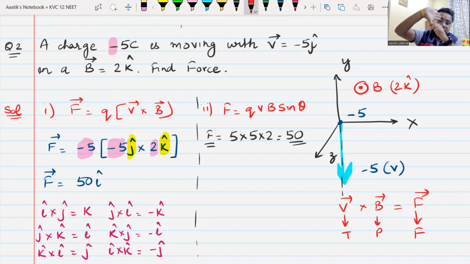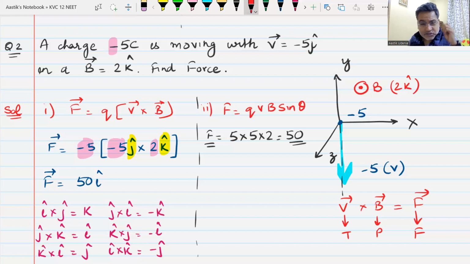See, this is your V. Magnetic field is coming out, and you can see my fingers are pointing in this direction. This direction is minus I. V cross B, this direction is minus I. That is the force on a positive charge.